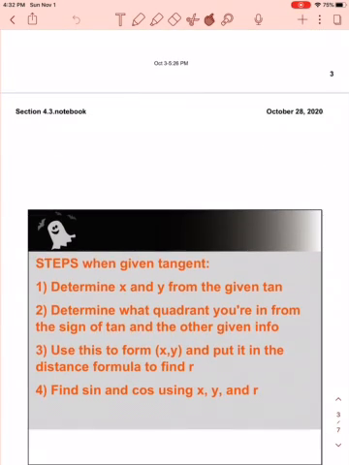So determine x and y given tangent. So that's simple because tangent is just y over x. So the number on the top of the fraction is going to be your y coordinate. The number on the bottom of your fraction is going to be your x coordinate. Once you know x and y, you can find r in your distance formula. And then don't lose sight of what quadrant you're in so that you can make sure you get the positives and the negatives right. Okay?